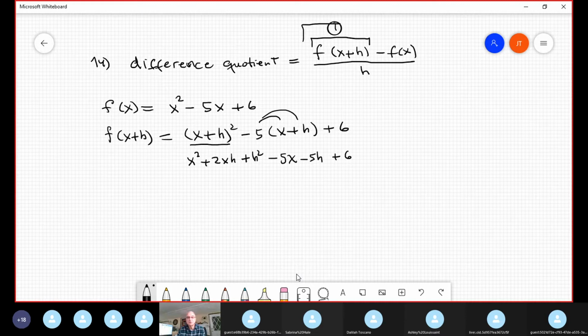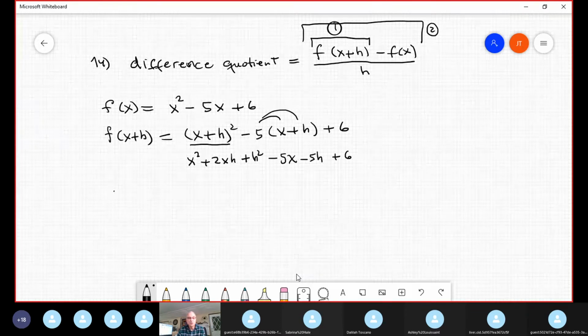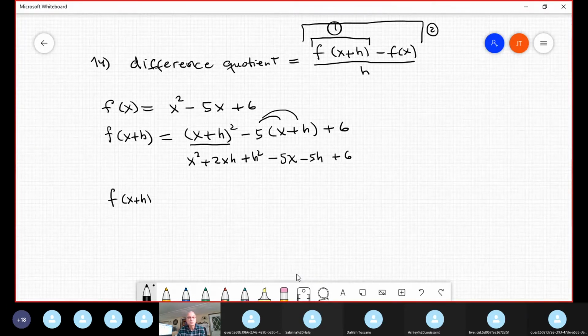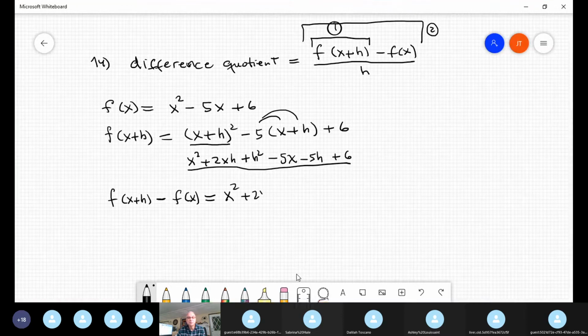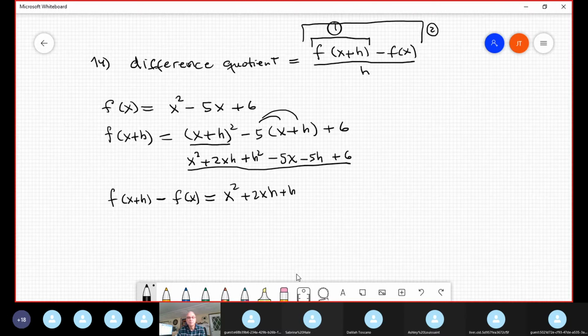I did the first part, number 1. The number 2 part is the top, completely top part, the numerator, which is subtraction, this minus the original function. Okay, so I copy again this expression, copy and paste here. Minus the original. And this minus here in the front affects everything. So it's x squared plus 5x minus 6.